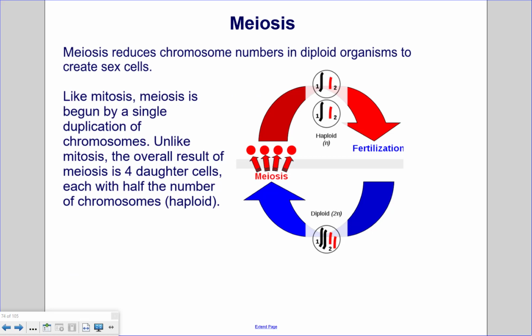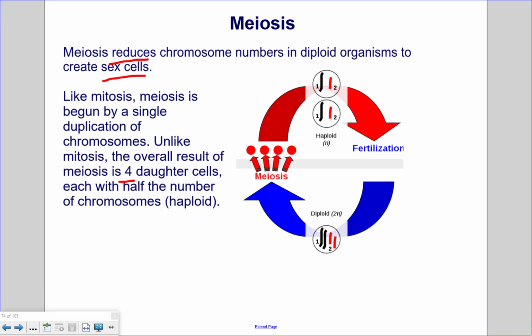Meiosis. Meiosis reduces chromosome numbers in diploid organisms to create sex cells. Like mitosis, meiosis is begun by a single duplication of chromosomes. Unlike mitosis, the overall result of meiosis is 4 daughter cells, each with half the number of chromosomes, making them haploid.